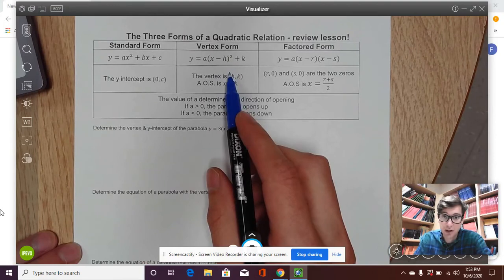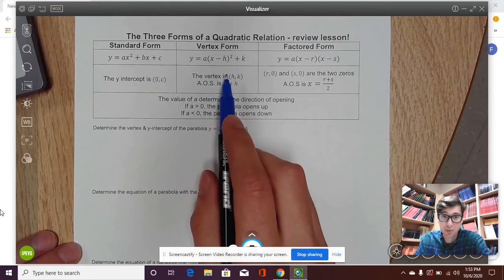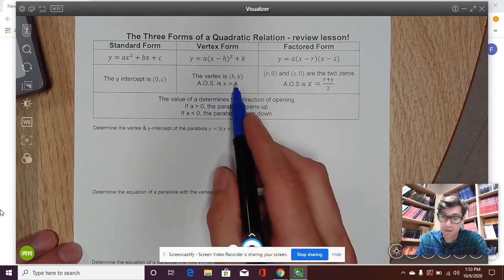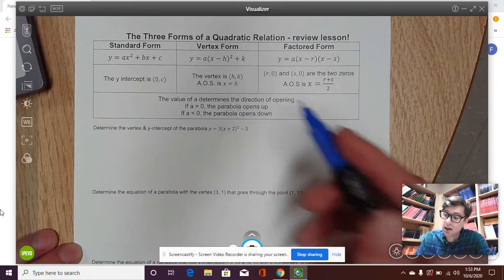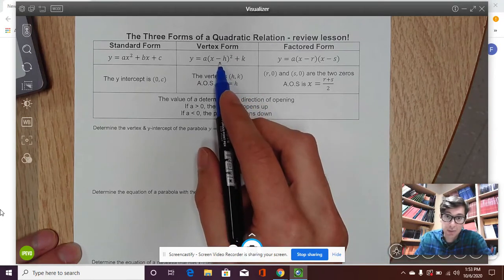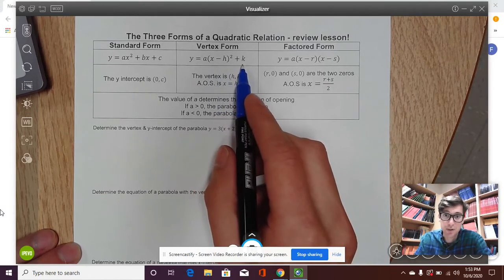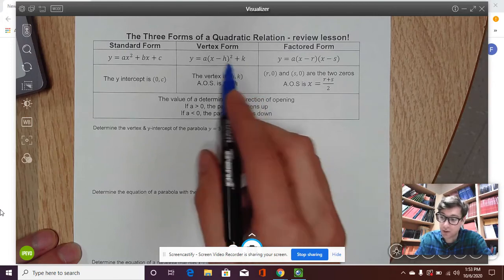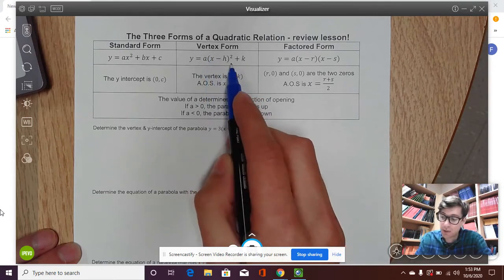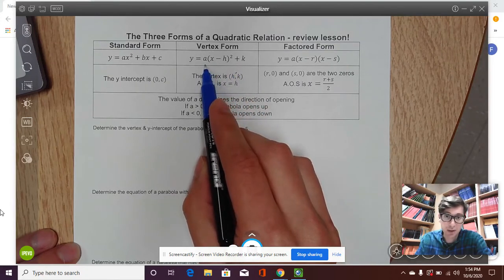Vertex form, on the other hand, a(x minus h) in brackets squared plus k, always tells us the vertex of the parabola, which is (h, k). The negative in the brackets should remind us that we need to flip the sign of h, and we'll do a couple examples where that becomes clear. We don't flip the sign of k, which is our optimal value, or the y-coordinate of the vertex. Vertex form is called vertex form because we should be able to read off the vertex without doing any math. We use the same letter a because it means the same thing.